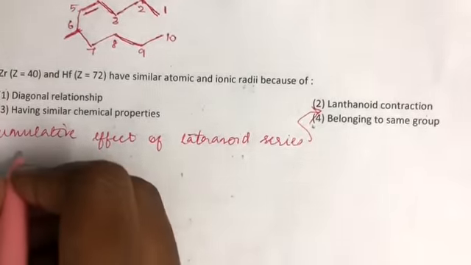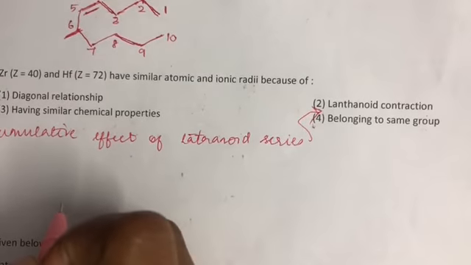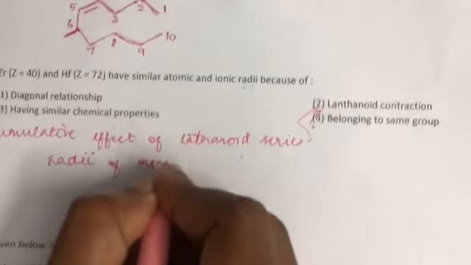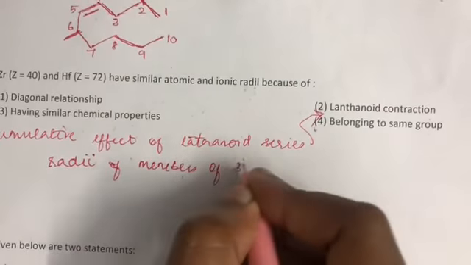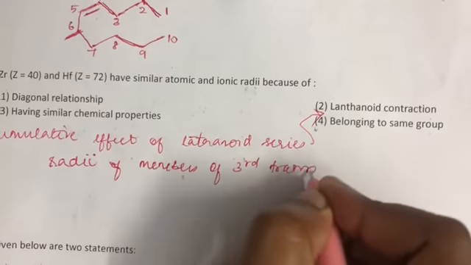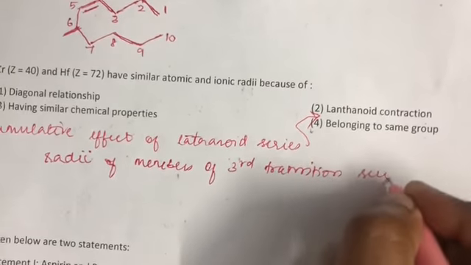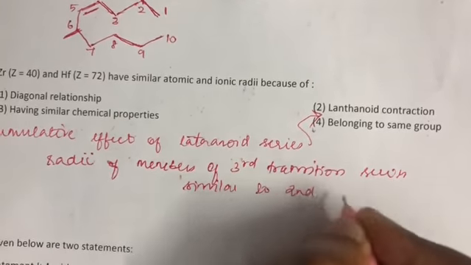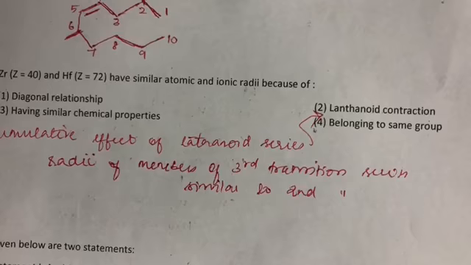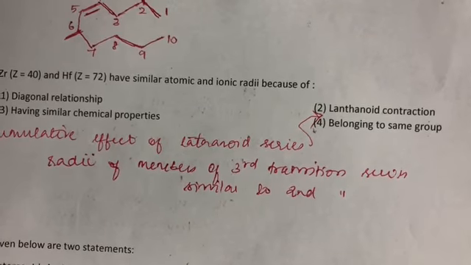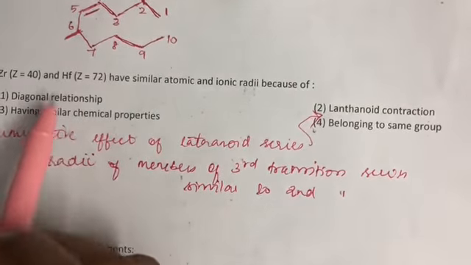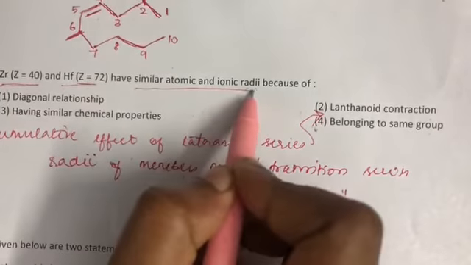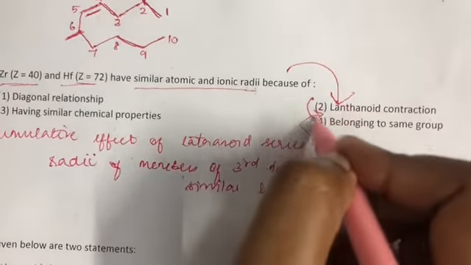Why? Because the radii of the members of the third transition series are similar to the second transition series. So, as the question says, zirconium and hafnium have similar atomic and ionic radii. So the answer is lanthanoid contraction.